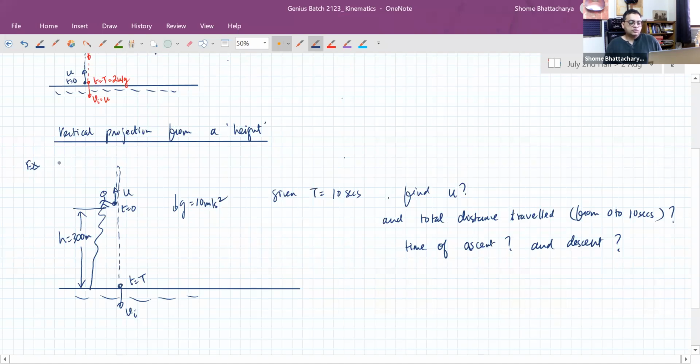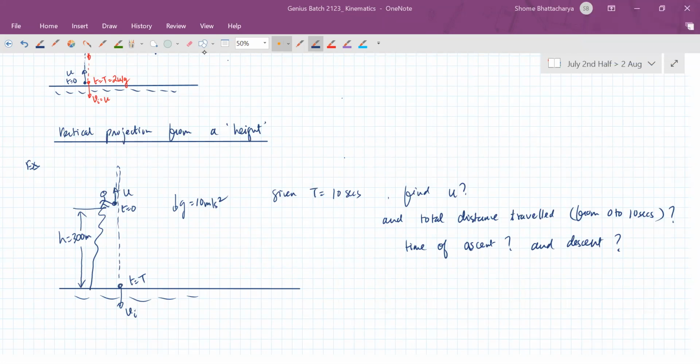Okay, so this question will also clear for you the whole concept of sign convention and how to use the quadratic equation and all these things. So just start with this question, people will discuss, work it out and send me the answers.